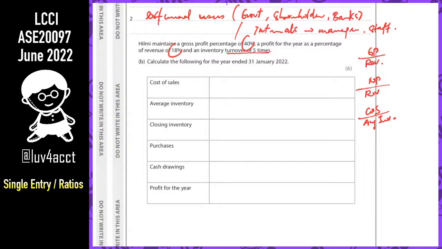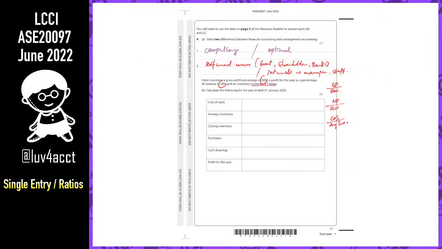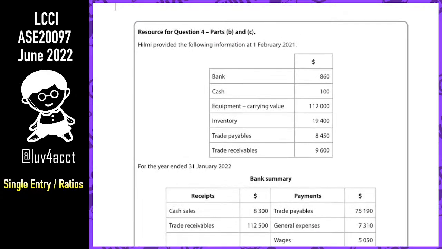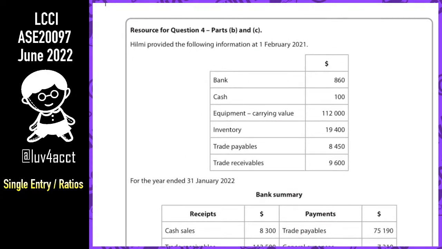So what is given? We have to calculate these things. Let us have these in mind first. I'm a little bit nervous. I like these challenges. These single entry questions, I like putting the puzzles together. I love this.